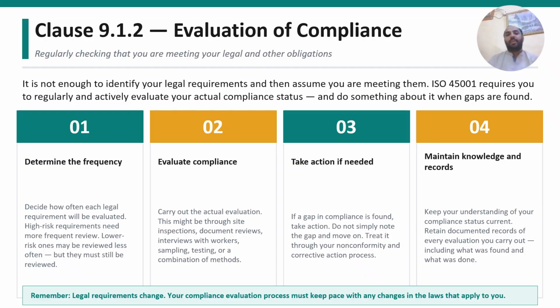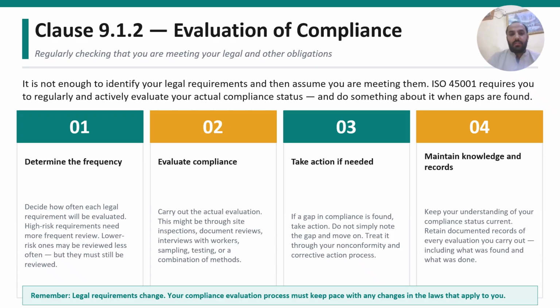The second step is actually carrying out the evaluation. This might look different for different requirements. For some, you might carry out a physical site inspection. For others, you might review documented records. For some, you might interview workers who carry out the relevant task. For others, you might use testing or sampling. The method should match the nature of the requirement you are evaluating.